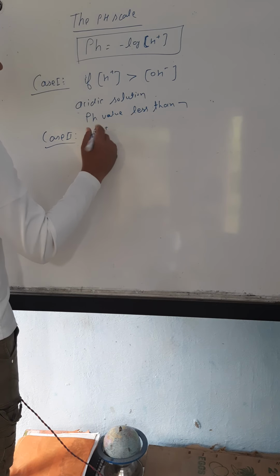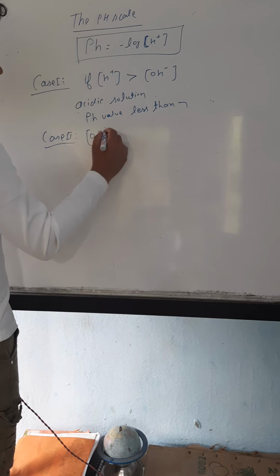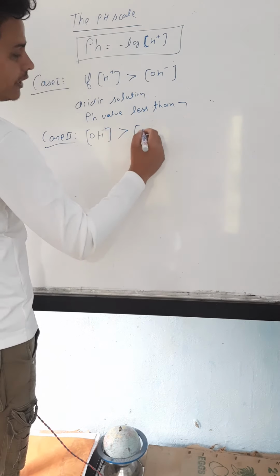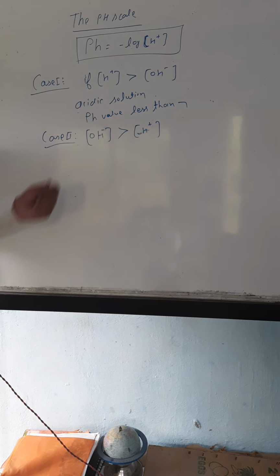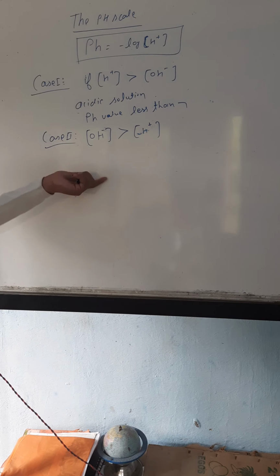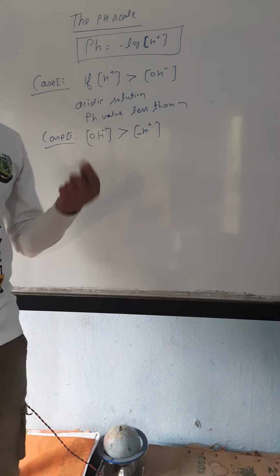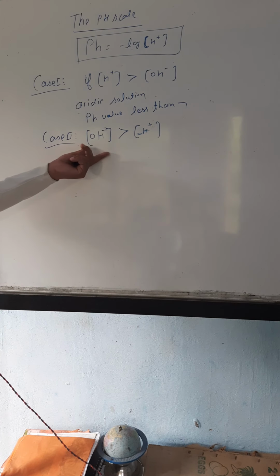Now we are discussing the second case. The second case is if the concentration of OH negative ion is more than that of H positive ion in the given solution, then we would call such a solution a basic solution. Why? Because there OH negative ions are present, and OH negative denotes the basic.